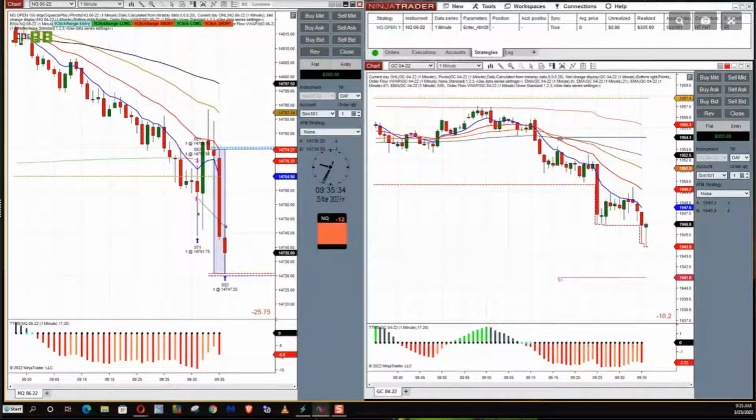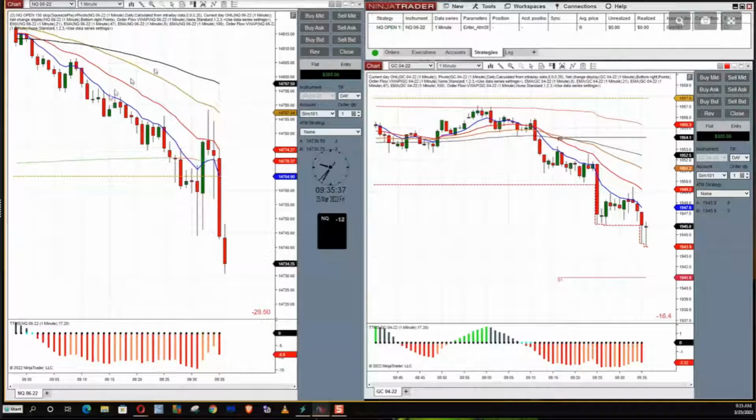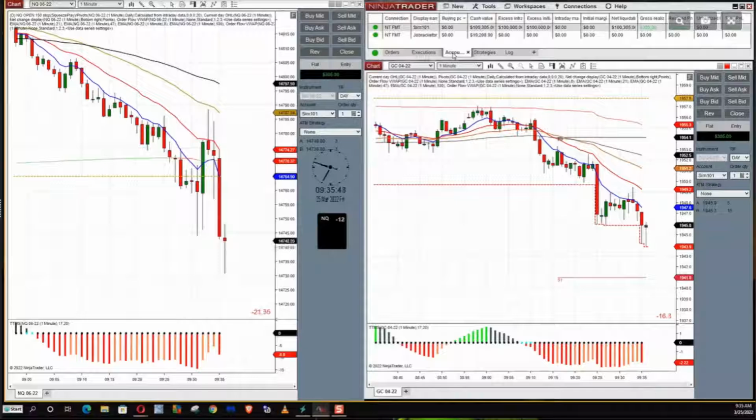The setup is surviving. The question is whether or not we should use the 200 tick stop. Should you use the 200 tick stop? But the setup is surviving. It's an interesting setup.